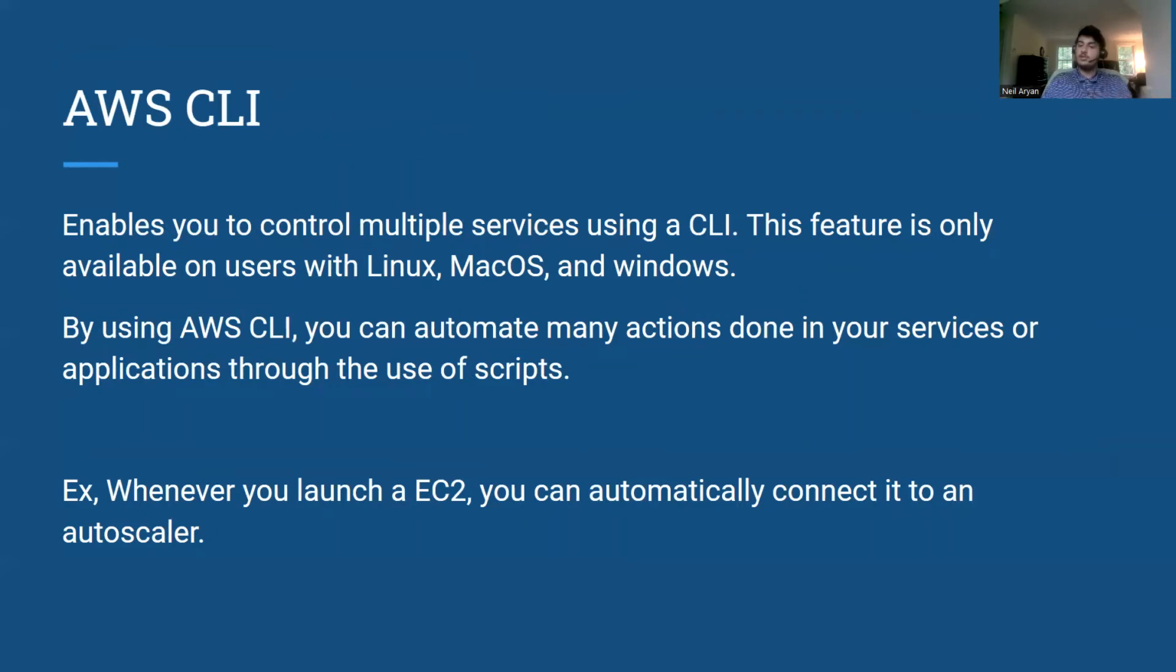For example, if every time you launch an instance, you automatically connect it to an autoscaler, you can actually automate that so you don't have to manually do that every time you launch an EC2 instance. Whenever an EC2 instance is launched, it automatically goes to an autoscaler group and you don't have to worry about setting it up.